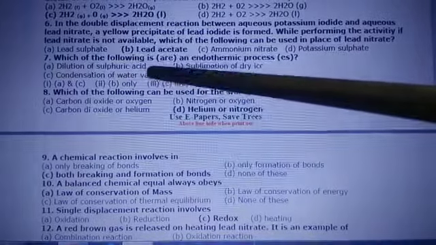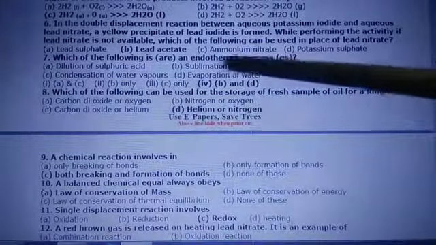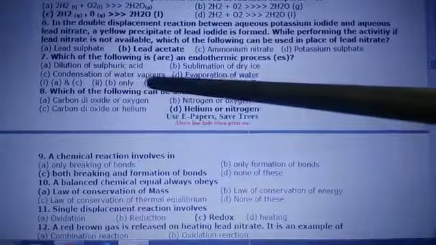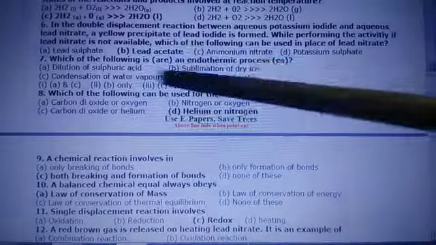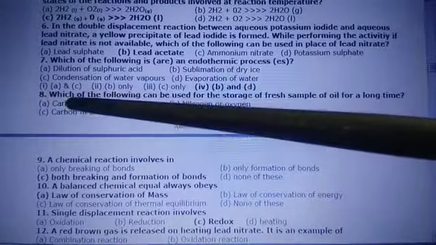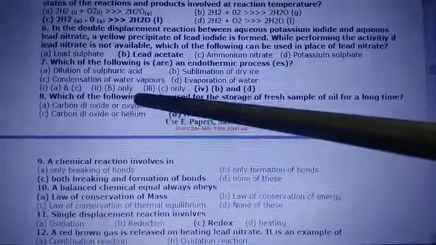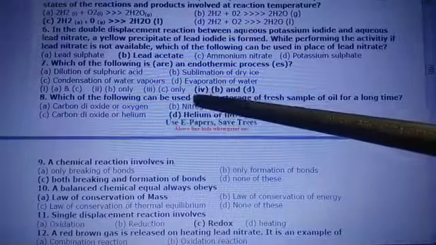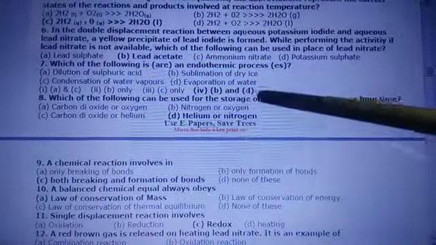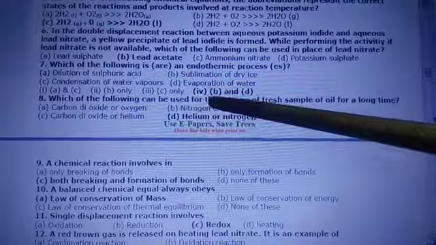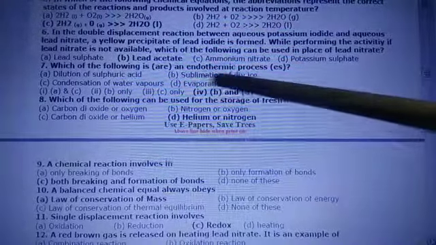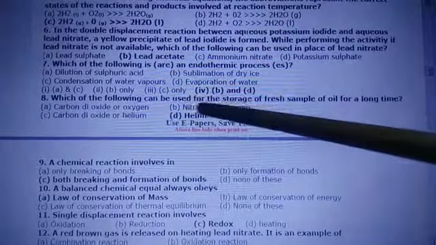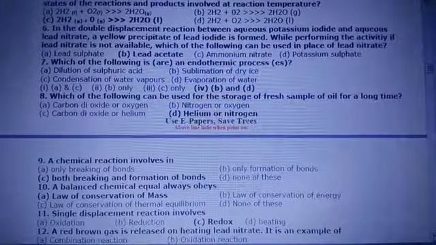Seventh, which of the following are endothermic processes? A. Dilution of sulfuric acid. B. Sublimation of dry ice. C. Condensation of water vapors. D. Evaporation of water. The first answer is A and C. Second, B only. Third, C only. Fourth, B and D. The correct answer is fourth, B and D. That is sublimation of dry ice and evaporation of water.